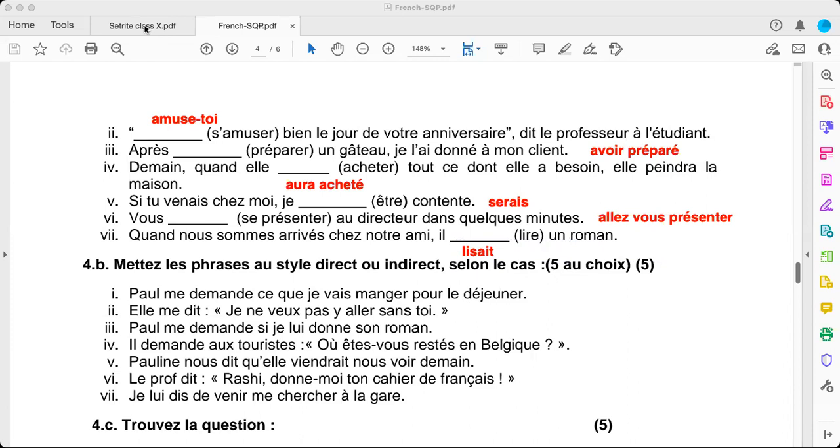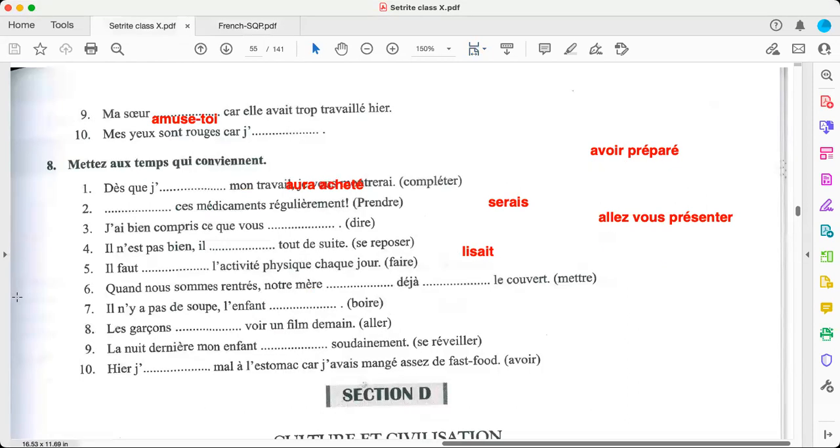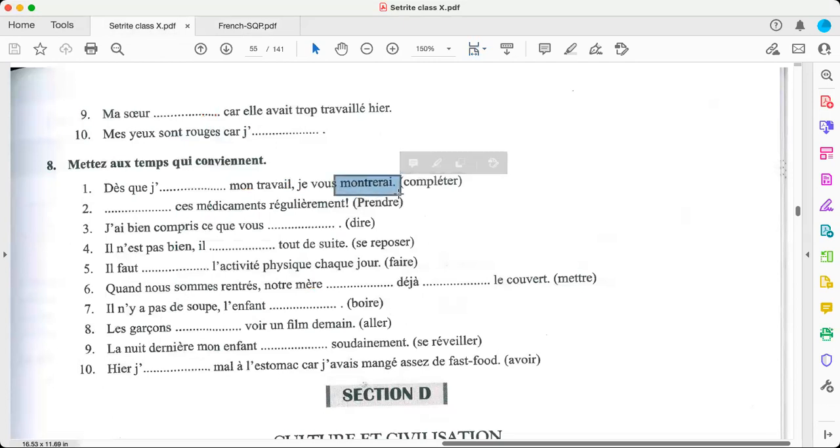Okay, now one exercise from the sheet. Dès que is the indicator for past and future. So we will check the second verb and then decide which verb will come here. Montrerai is future simple. You will write here futur antérieur. So j'aurai complété. Dès que j'aurai complété mon travail, je vous montrerai.